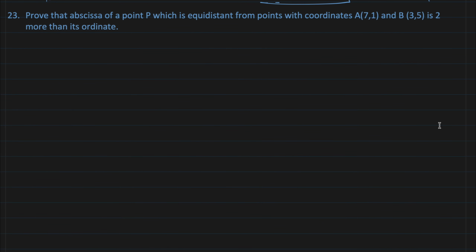Prove that abscissa of a point P, which is equidistant from points with coordinates A (7, 1) and B (3, 5), is 2 more than its ordinate. So here, students, you can see it's given in a different way, right? You haven't been given an equation that proves that this condition is there, or find a relationship between x and y. This is also the type of question.